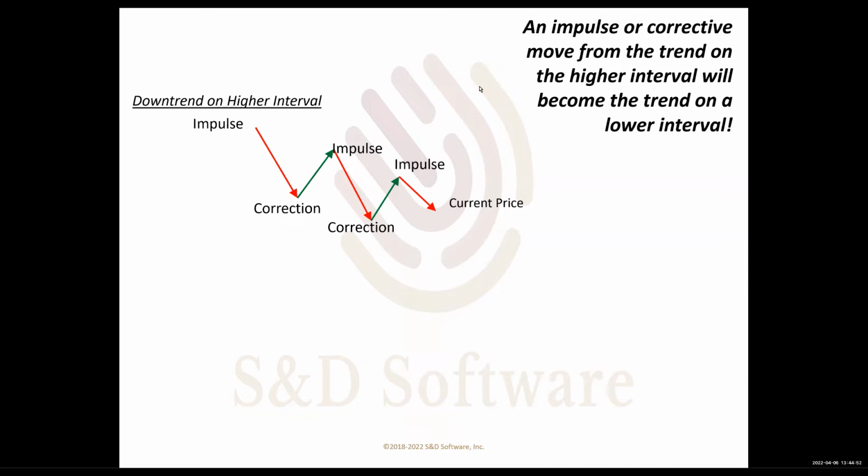So here we have a downtrend. This is going to be on our higher interval. And we can see here we have, again, impulse, correction, impulse, correction. And now we're in the middle of what we are assuming to be an impulse move. I say we're assuming it to be an impulse move because it has not yet given us a lower low, which is what it would need to do in order to prove that it's an impulse move. But that is what we are expecting.